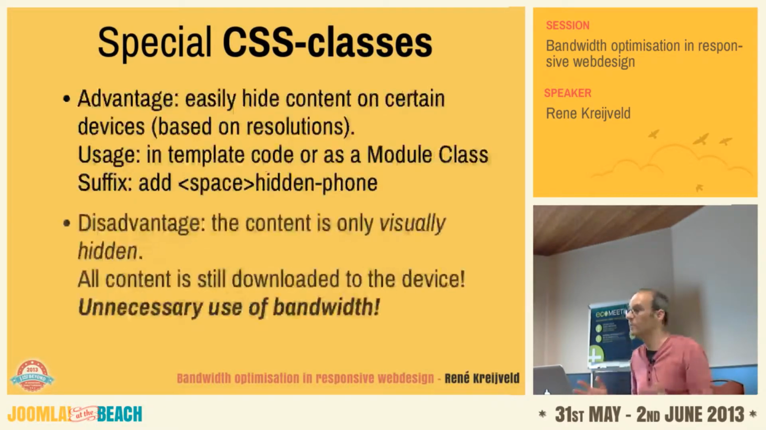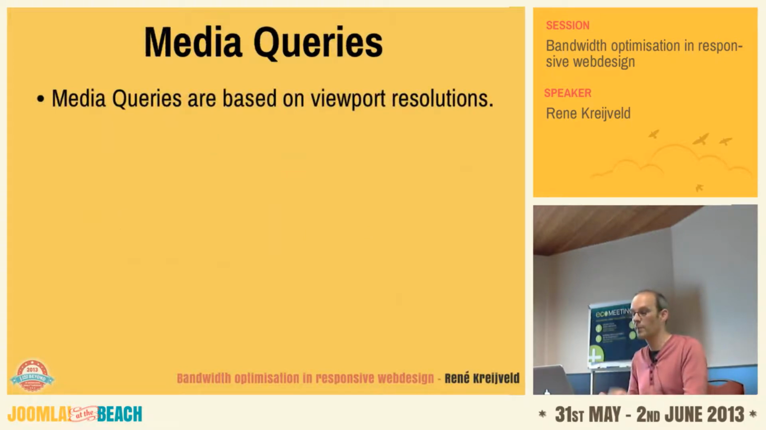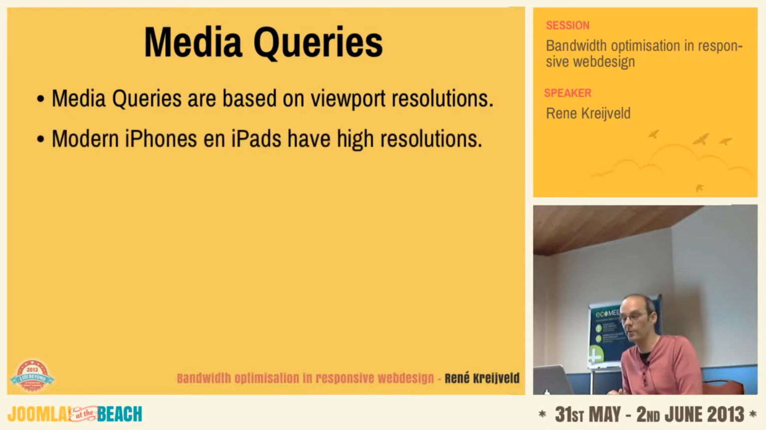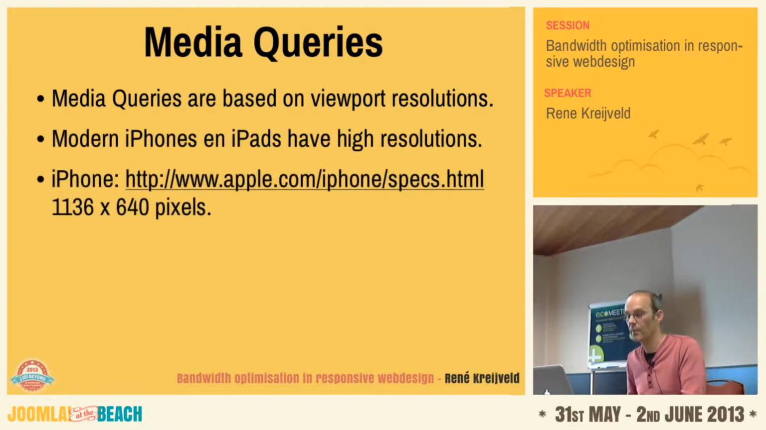So these media queries are based on viewport resolutions. And modern iPhones and iPads have really high resolutions. The iPhone has a resolution of 1136 by 640 pixels, and an iPad 4 has 2000 by 1500 pixels. So my conclusion on media queries is, if you want to save bandwidth by hiding certain content on tablets and mobiles, doing this based on the viewport might not be the best solution. It might be a better option to hide certain content on tablets and mobiles based on the browser and the device that the website visitor uses, right?